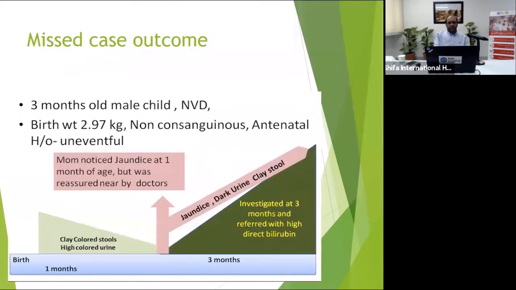So another case I wanted to share with you is a 3-month-old child. Initially, the mother consulted with the doctors that her child was having jaundice. Some baseline investigations were done. The mother was reassured. The stool was intermittent in the beginning, as I mentioned. And then later on, when the mother came, it was a clay colored stool, the baby was jaundiced with dark colored urine, and it was already a 3-month-old child.